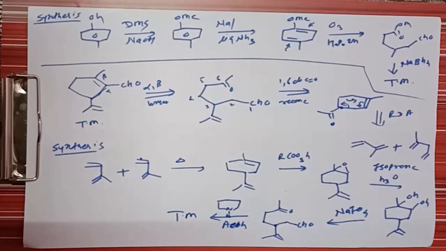So this is the best route. Instead of going for ozonolysis, we can go for the per acid, and then it gives formation of the epoxide, and after that the epoxide will be broken into a diol, and the diol with sodium periodate gives breaking of this diol and formation of a 1,6 dicarbonyl compound.